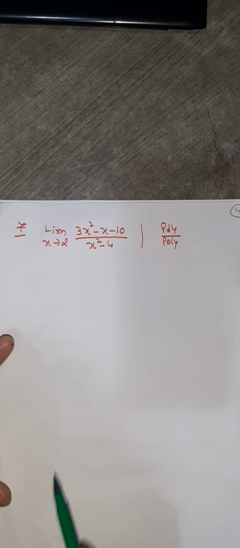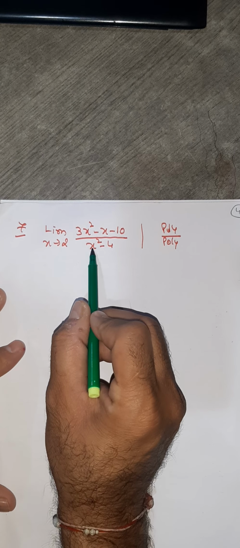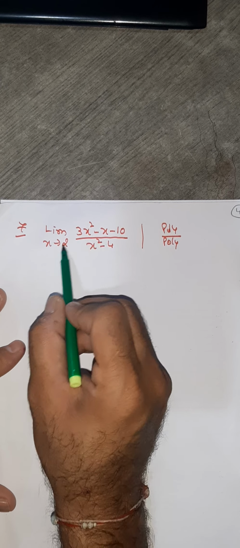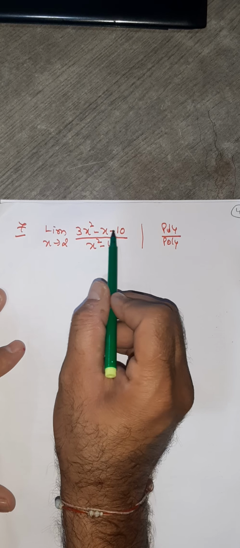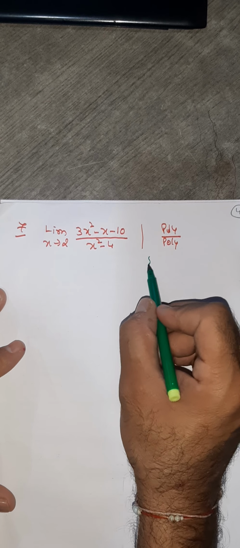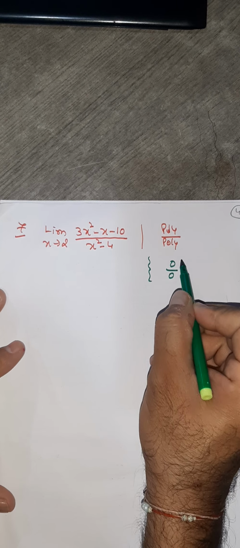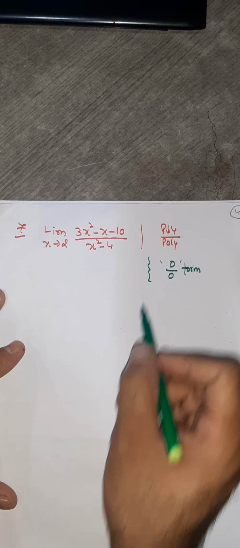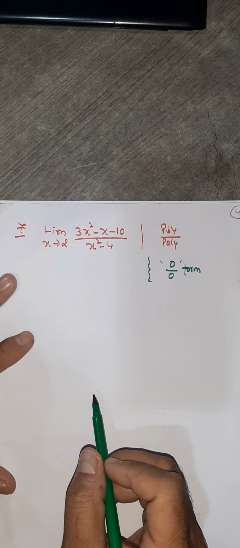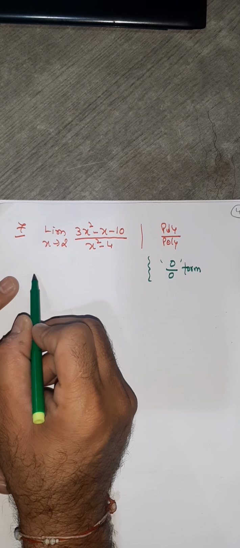How do we solve? Put the limit here. So 4 minus 4, 0. Put here also. So 4 into 3, 12, minus 2 minus 10. 12 minus 12, which is 0. So 0 by 0 form. Can we apply the limit directly? No. 0 by 0 is not a defined form. It's an undefined form. So what do we do?